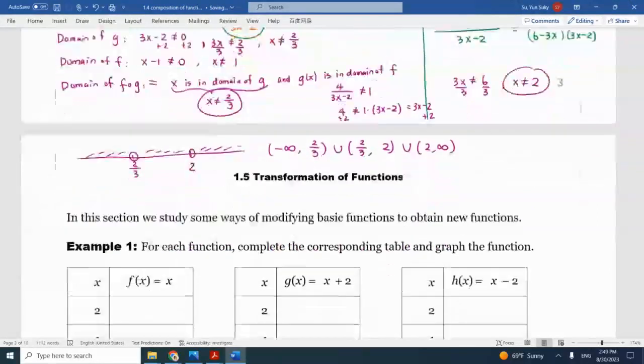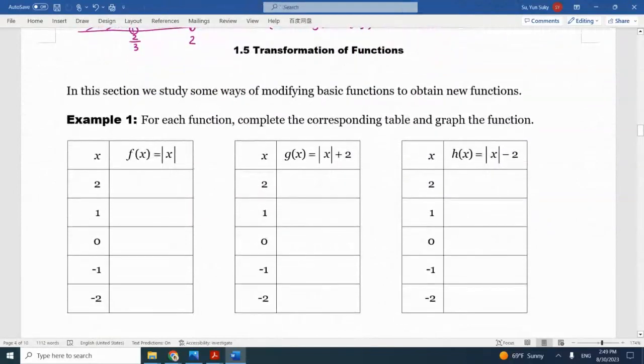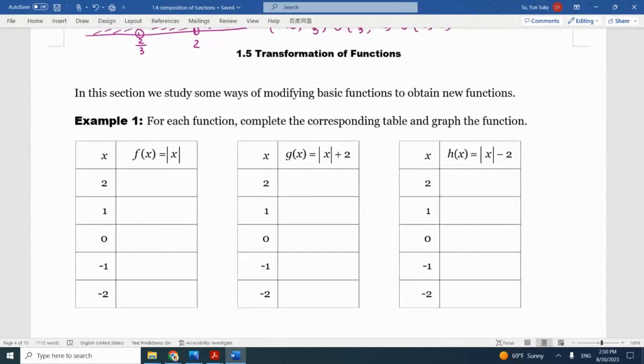All right, good. Next one, transformation of functions. Okay, good. We love to draw graphs. So now let's draw graphs.